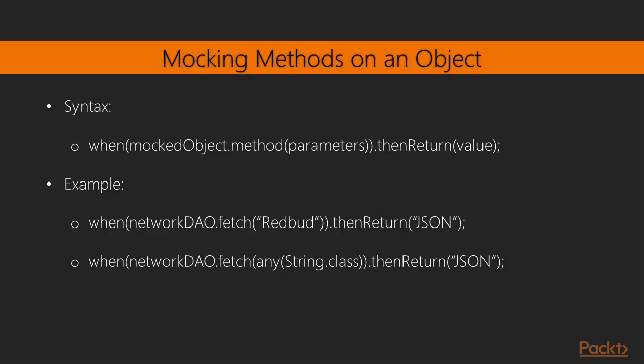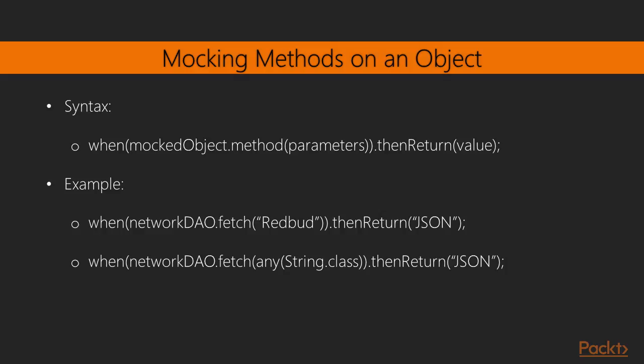Now, this assumes that we're calling this method specifically with the parameter redbud. But we can use that Hamcrest style syntax as well. Take a look at the second example. When networkDAO.fetch, and then we say any, within any string.class. So when we pass any string to the fetch method, then return what? Okay, once again, we could return some kind of JSON stream of some type. So the first example is fairly restrictive because we're saying I want to see exactly the word redbud. The second example is a bit more general. We're saying any string whatsoever, doesn't matter what it is, I'm going to return some JSON feed.